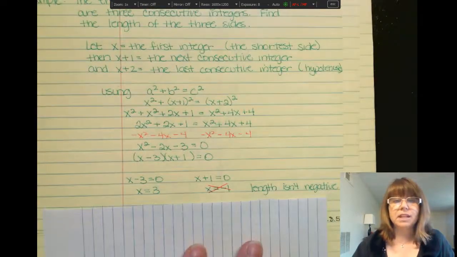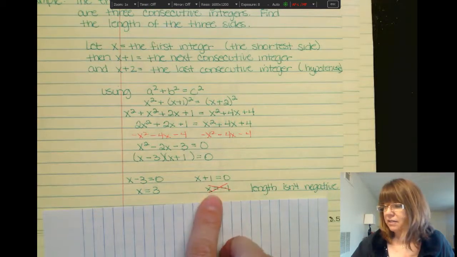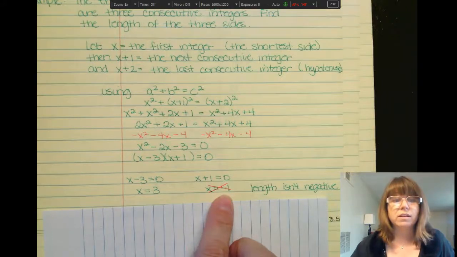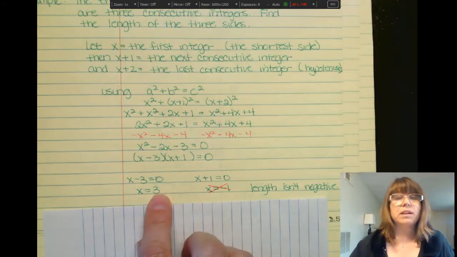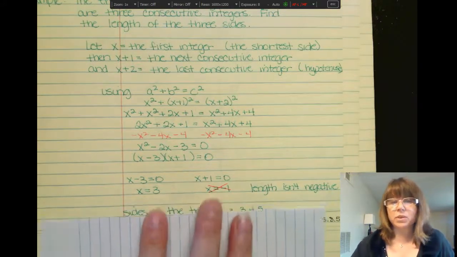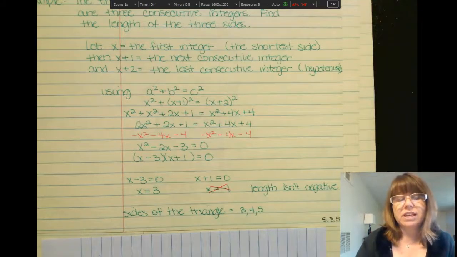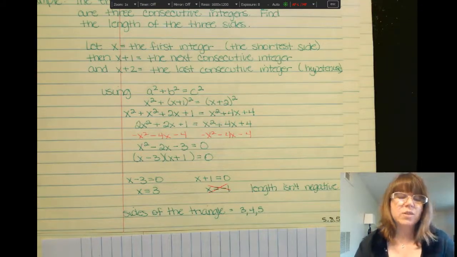Setting them both to 0 and solving: since length is not negative, it can't be x plus 1 equals 0, which is x equals negative 1. But it can be 3. So my first number is 3, my second number is 4, and my third number is 5. So that's it for this part. Let's continue on to the next part.